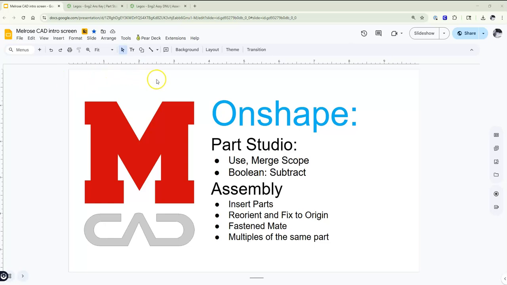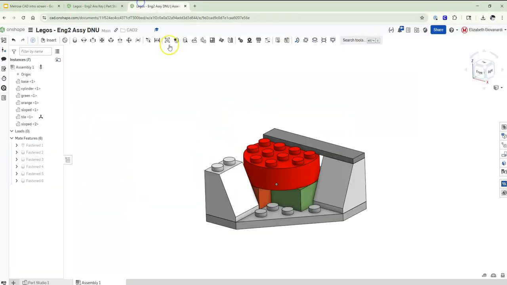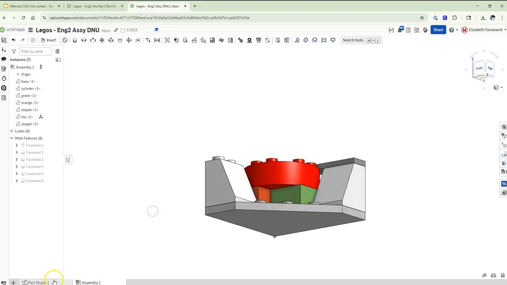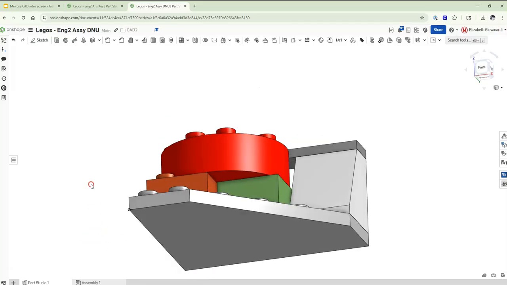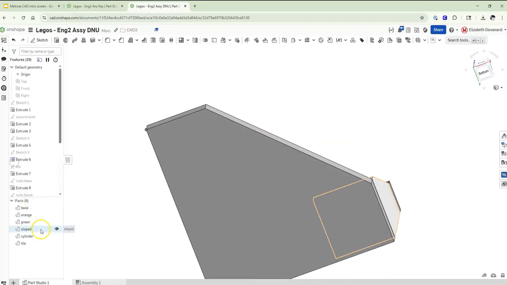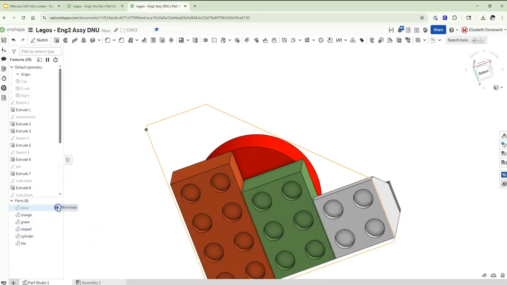Okay, so this is the second video of the Lego assignment, and we are going to go over Boolean subtract. So what that means is right now, if you look at, I'm going to go to my answer key just to show you what this is about, and go to the Part Studio. If I show you this, let me hide the base.